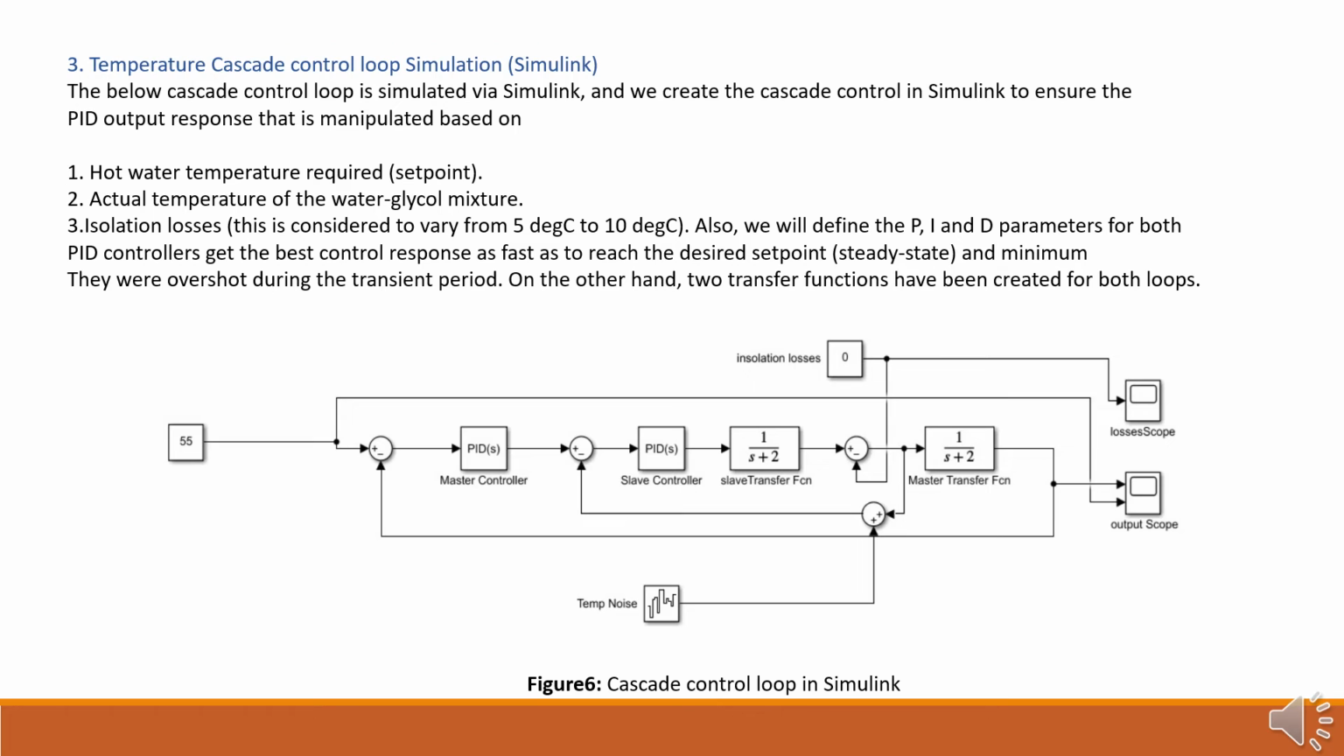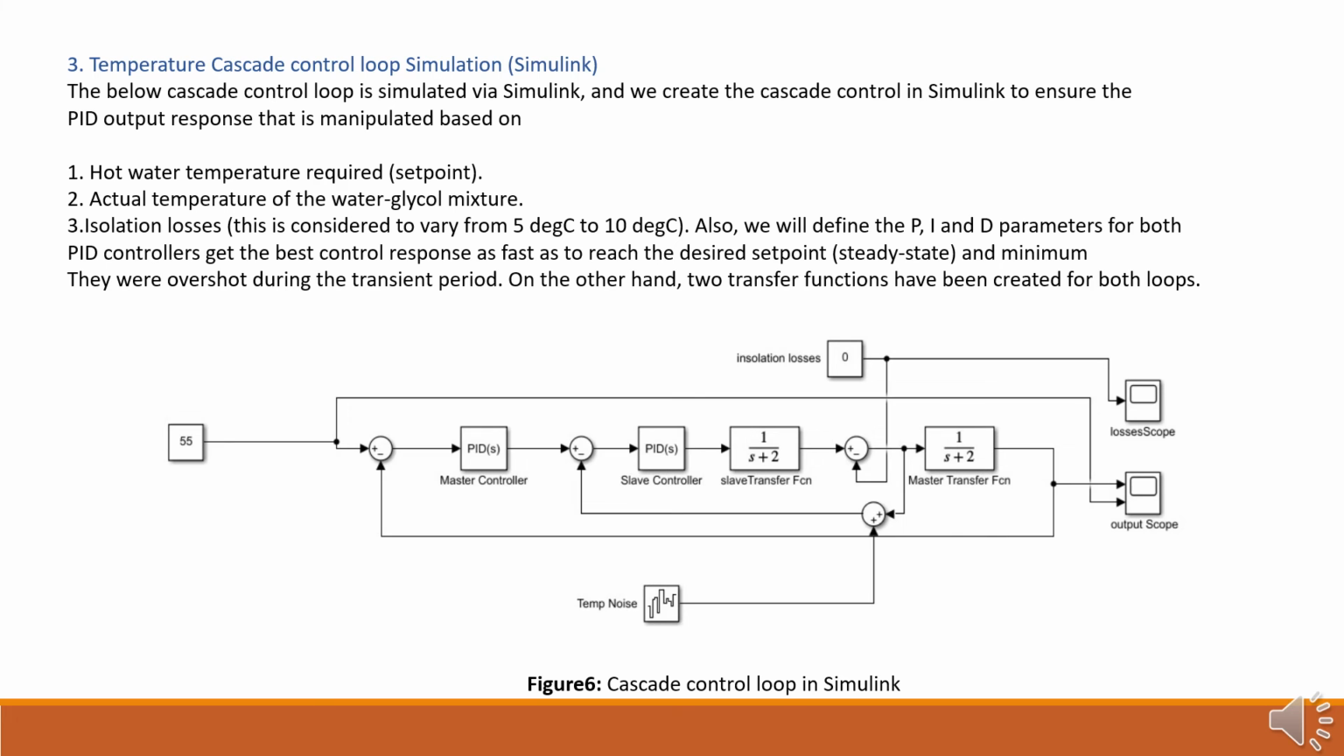During the simulation phase, we will use Simulink to simulate our temperature cascade control loop. The blue cascade control loop is simulated via Simulink, and we created the cascade control in Simulink to ensure the PID output response is manipulated based on first, the hot water temperature required set point, and the actual temperature of the water mixture, and insulation losses. This is considered to vary from 5 degrees to 10 degrees.